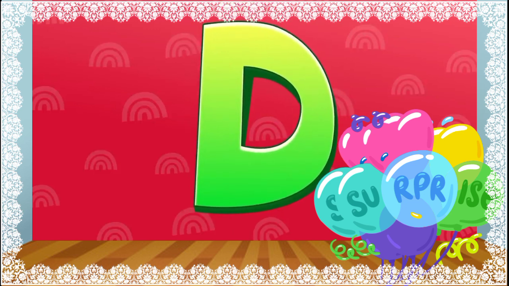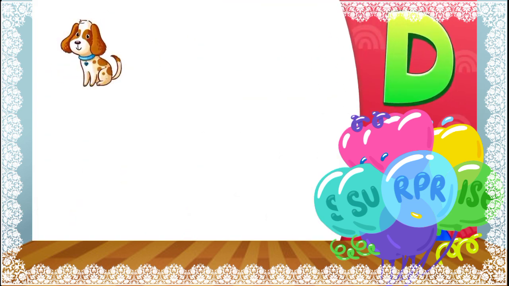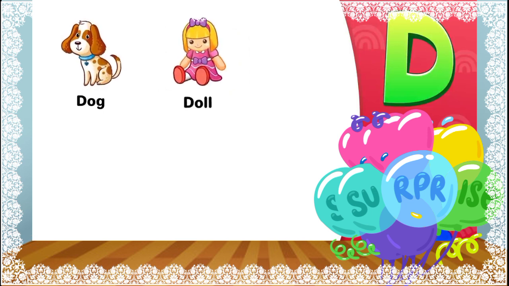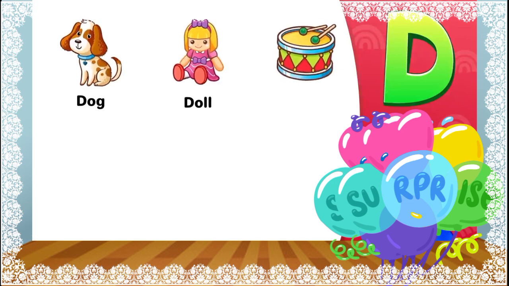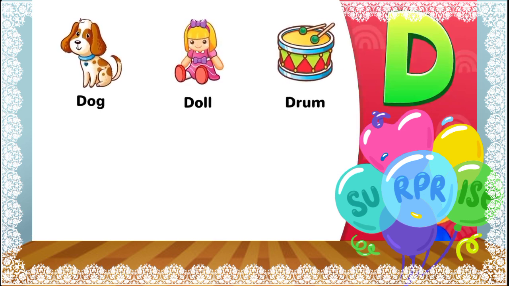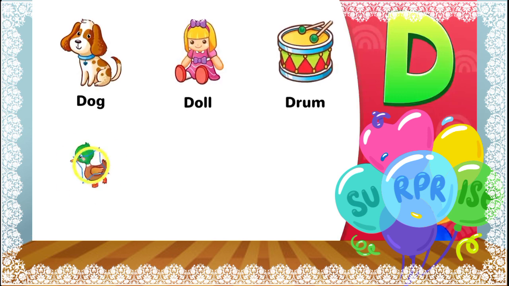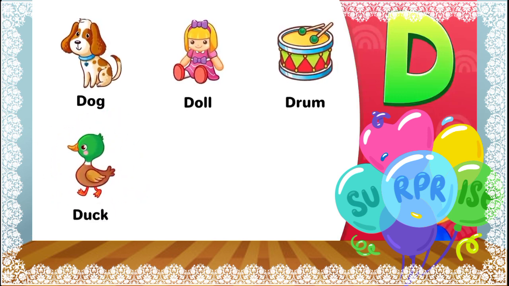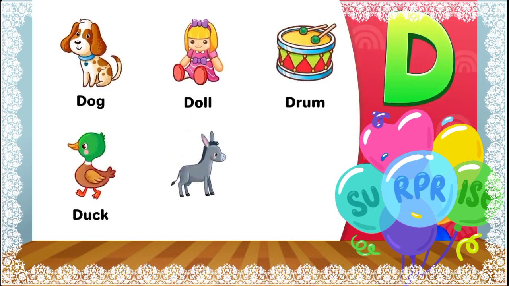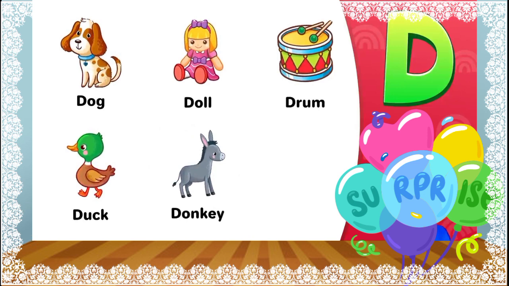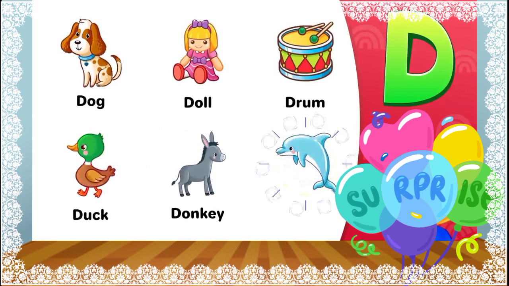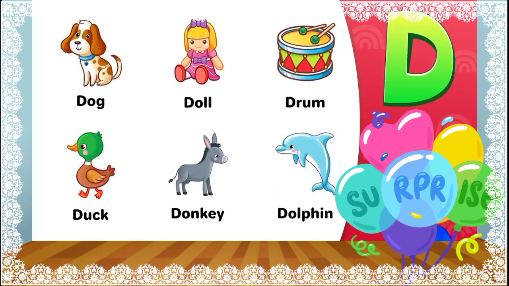D. D is for dog. D is for doll. D is for drum. D is for duck. D is for donkey. D is for dolphin.